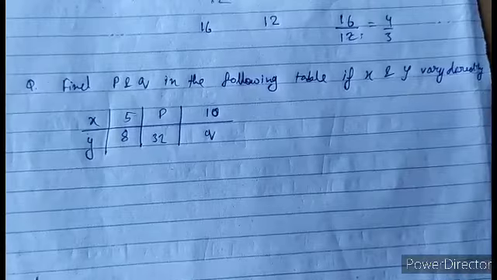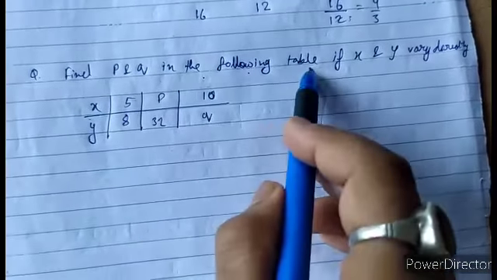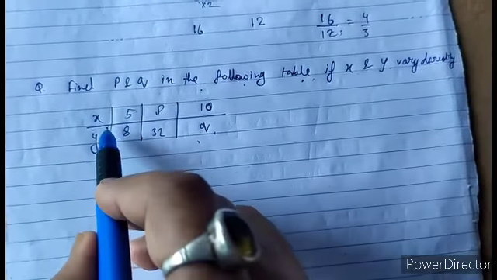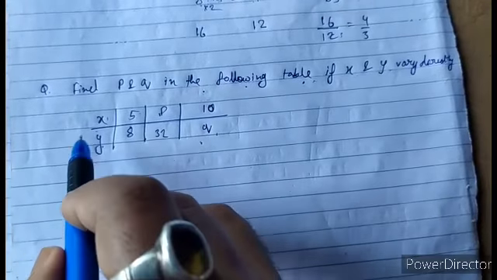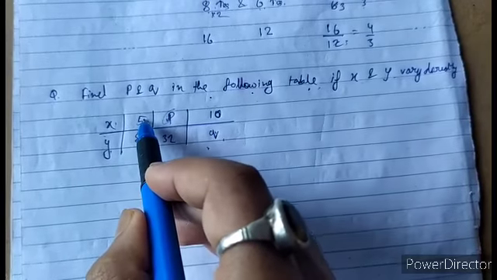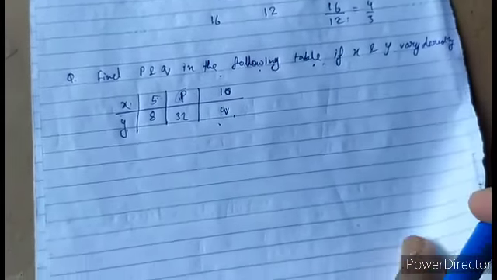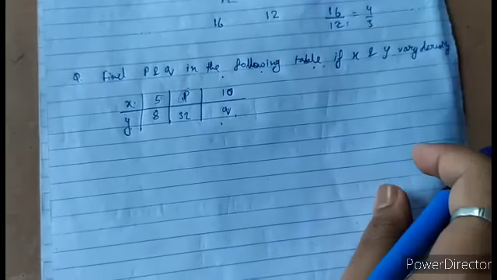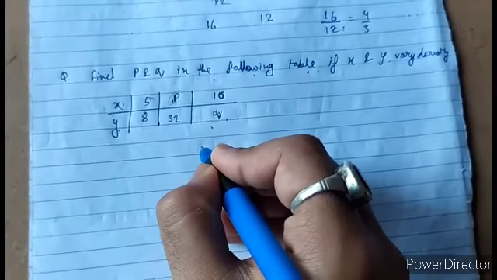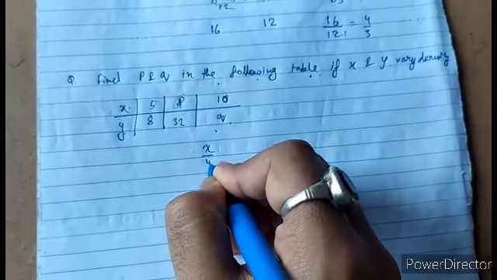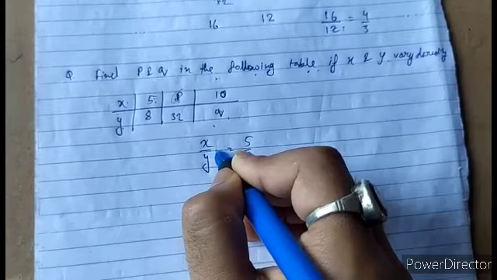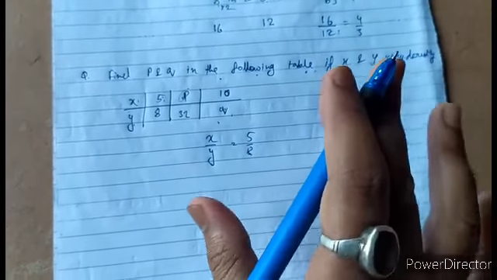This is the question. Find P and Q in the following table, if X and Y vary directly. It is given that X and Y vary directly, and we have to find the values of P and Q. The values are given, 5 by 8. First, I will give you the basic idea. If you know this basic, you can solve any kind of question related to this. We find the ratio of x by y. It is given here as 5 by 8, and we know it is constant. That means 5 by 8 will be constant.